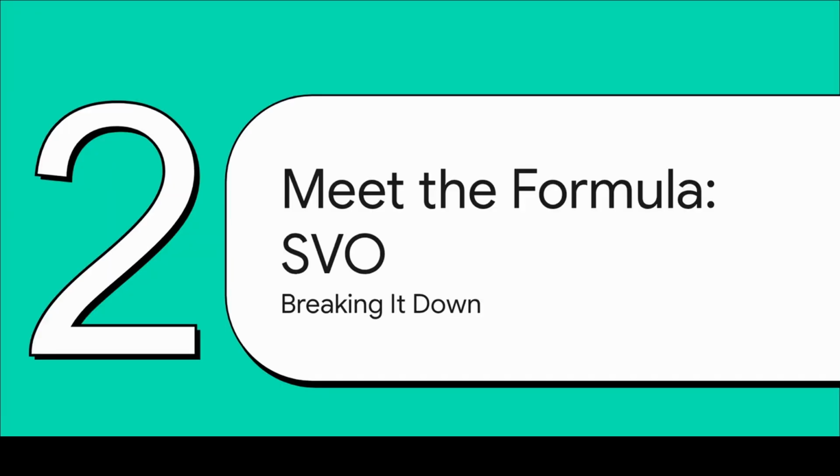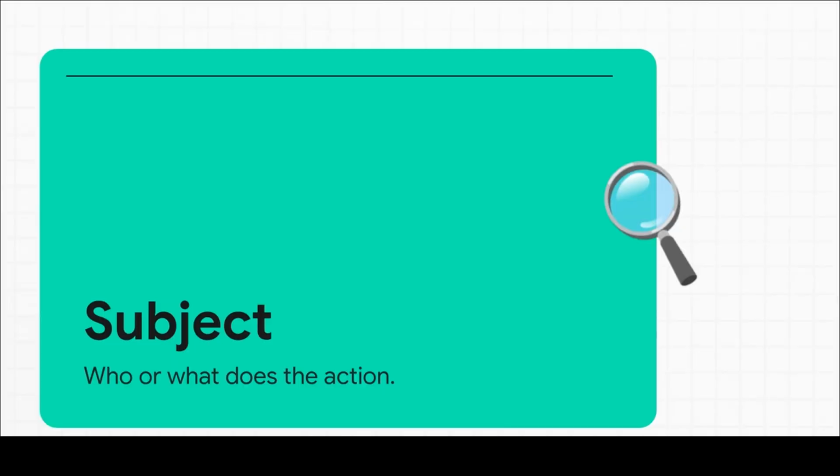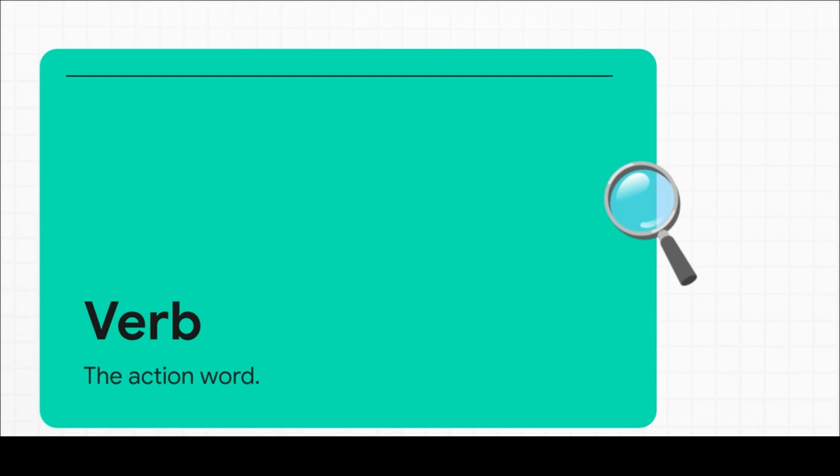So, what do these three parts actually mean? Let's break down our little formula, SVO, piece by piece, so you know exactly what we're working with. First up, the subject. This is basically the hero of our sentence. It's the person, the place, the thing, whatever it is that's actually doing the action. It's who or what the sentence is all about. Simple as that.